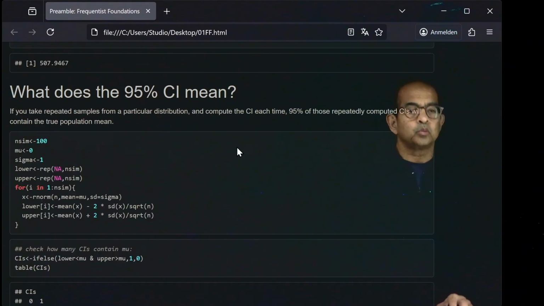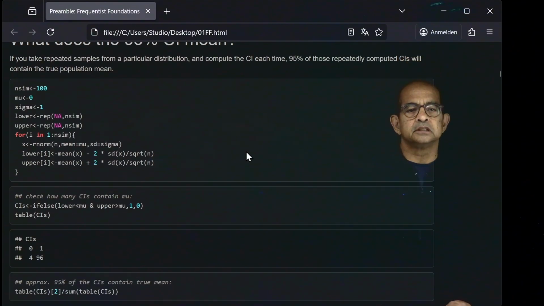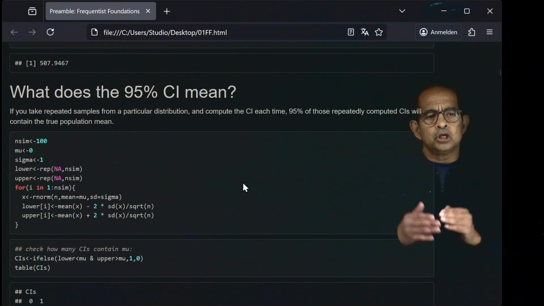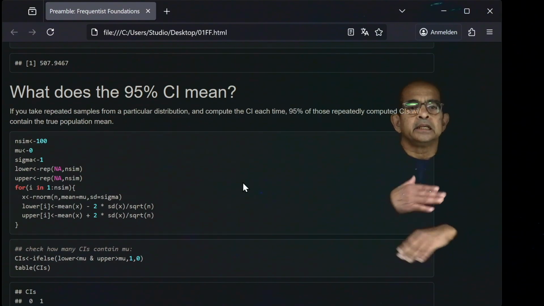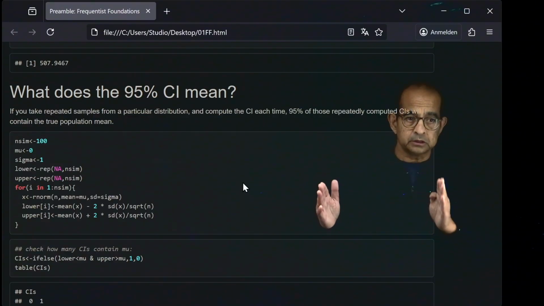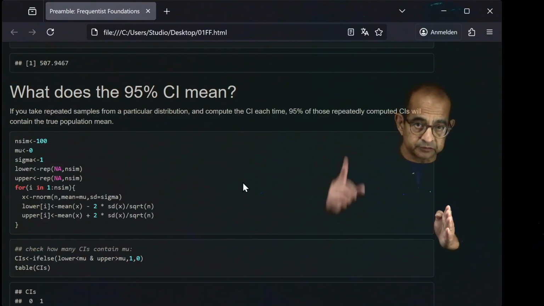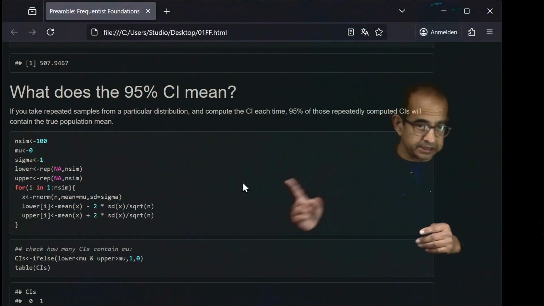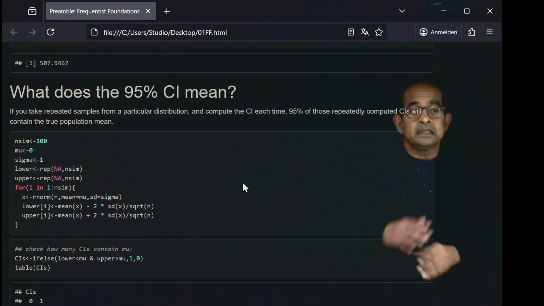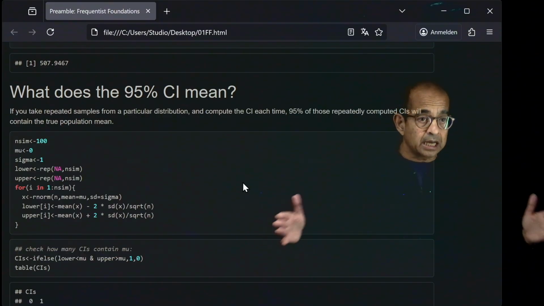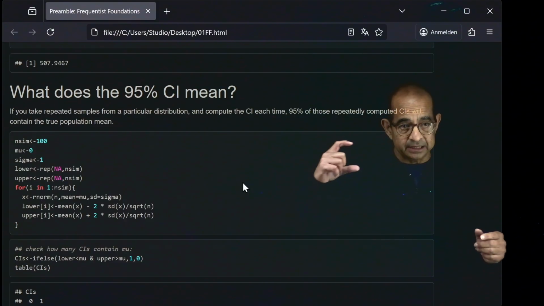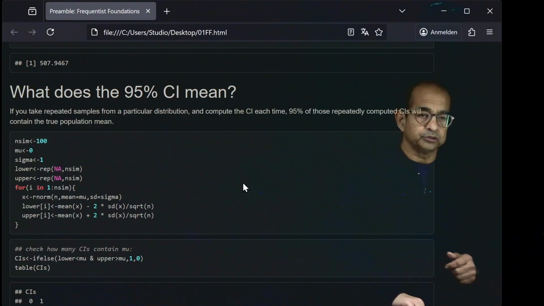So now let's talk about what the 95% confidence interval actually means technically. What it actually means is that if you were to counterfactually carry out the same experiment over and over again, and every single time compute the 95% confidence interval in the way that I just described, plus and minus 1.96 times the standard error around the sample mean, then 95% of those counterfactually computed confidence intervals would contain the true mean of the underlying distribution that produced the data, right?